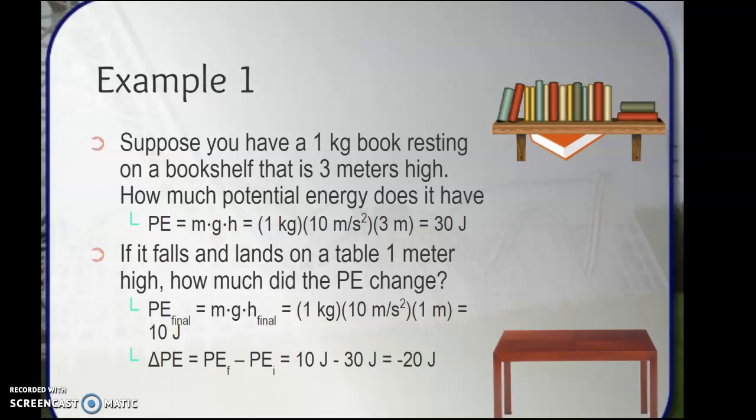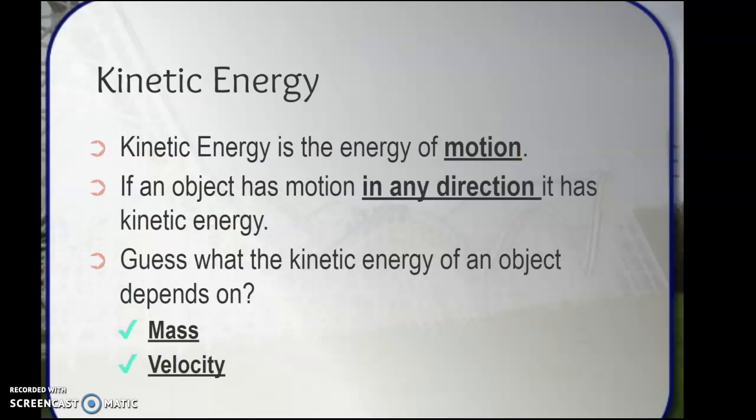And now we want to find delta potential energy, or the change in your potential energy. So we want to find the final minus the initial. Our final position was at that 1 meter mark. Our initial position was at that 3 meter mark. So we're going to take that 10 joules of potential energy, subtract it from that 30 joules of potential energy, and we get negative 20 joules. So how much did the potential energy change? Negative 20 joules. Okay, so we're going to see different examples of this, but this is just an example of how we are using this equation to solve for our potential energy.